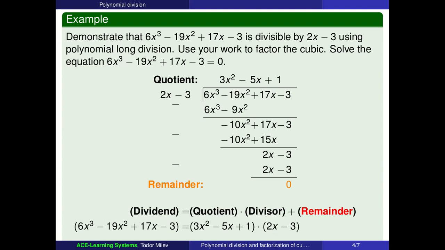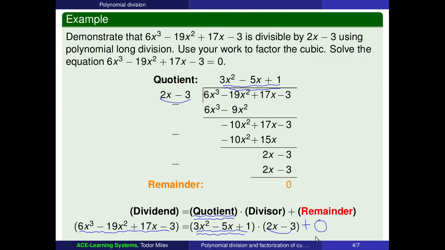As we remember, the interpretation of the polynomial long division was the following. The dividend equals the quotient, so this is the quotient here. So the dividend equals the quotient 3x squared minus 5x plus 1 times the divisor 2x minus 3 plus the remainder. But the remainder happens to be 0. So the dividend is the quotient times the divisor plus the remainder 0.